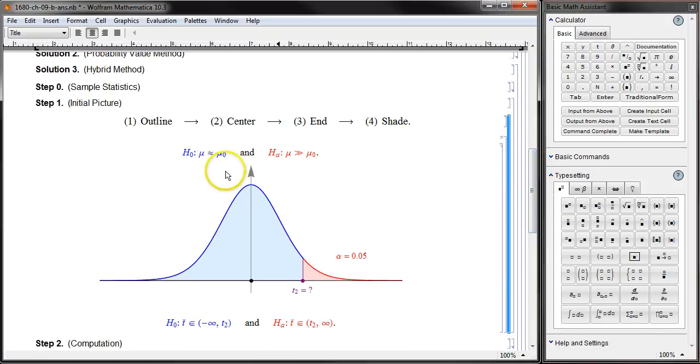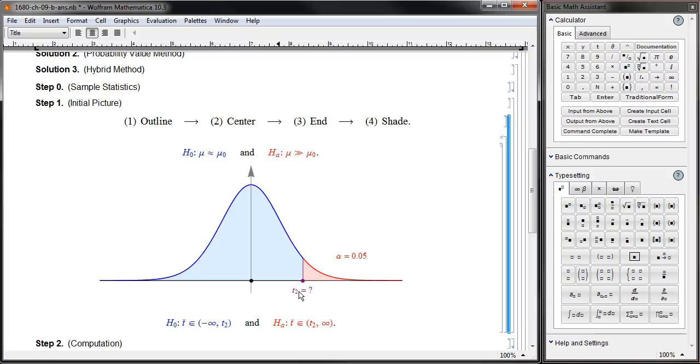Instead of having same picture centered at 75 and then critical value here, in hybrid method, it's centered at 0 because we standardize, and this is t-score for the critical.